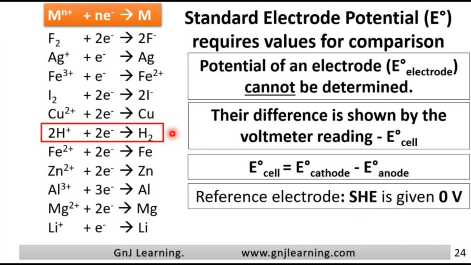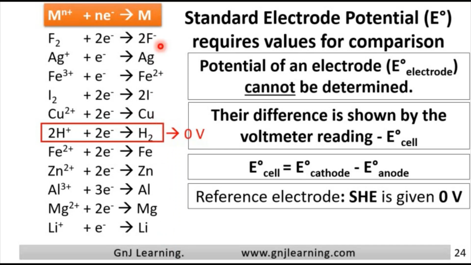I am fixing its value as 0 volt. It's not its actual value, but I am assigning it 0 volt. This is just to fix or assign values for other electrodes, that is above and below it.